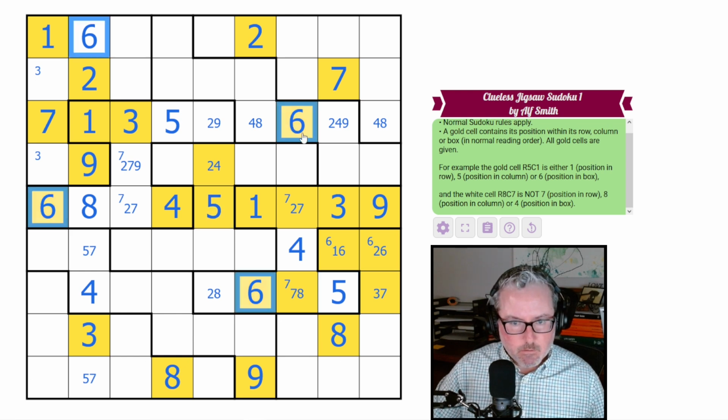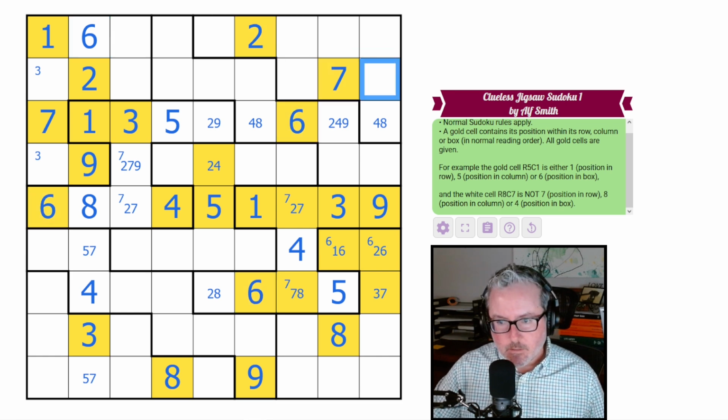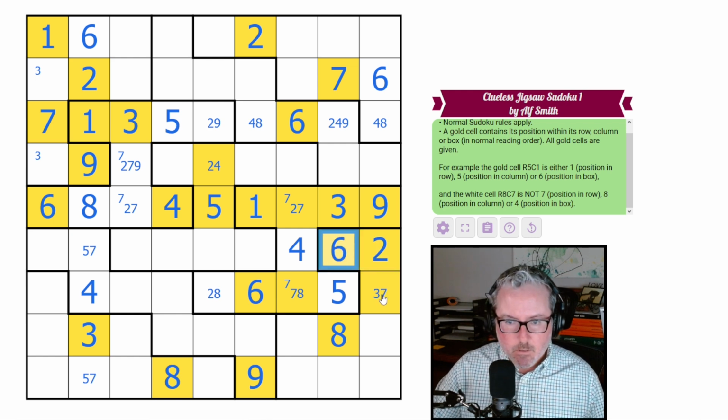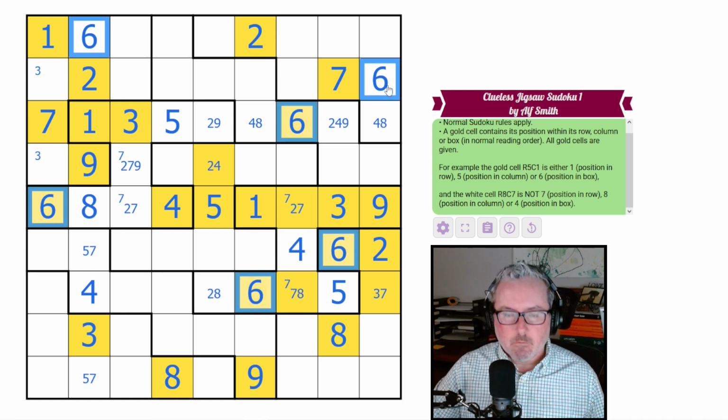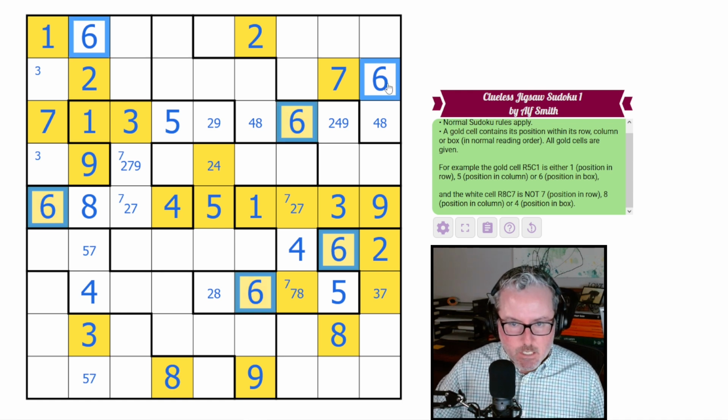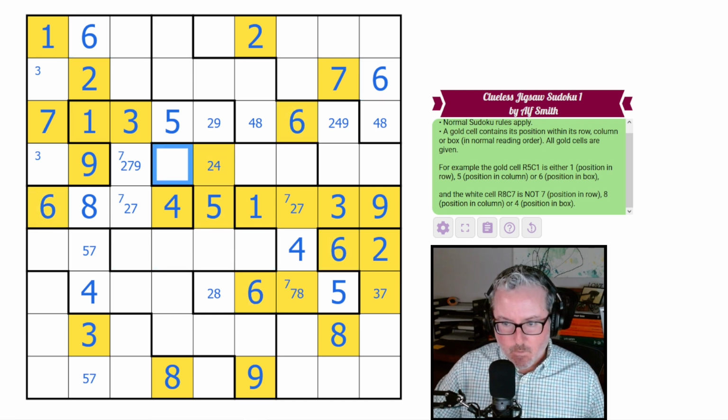Don't see anything there. Let's try those 6s then. There we go. This is a 6, which this is a 2, which means this is a 6. Okay, we just have to look at the right locations. 6 is here.